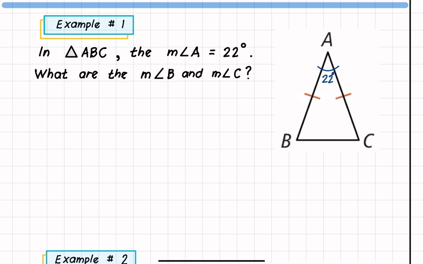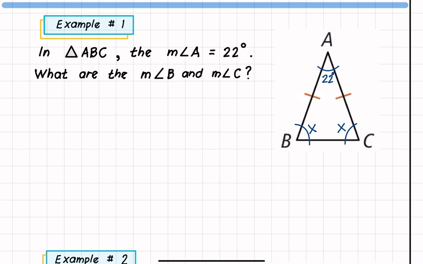As you can see, class, in this figure, there are tick marks. So this means that these sides are congruent. Side AB is congruent to side AC. Since they are congruent, the angles opposite these sides are also congruent based on that theorem. So angle B is congruent to angle C. They are the same, so let's use a variable. If angle B measures x degrees, angle C also measures x degrees.